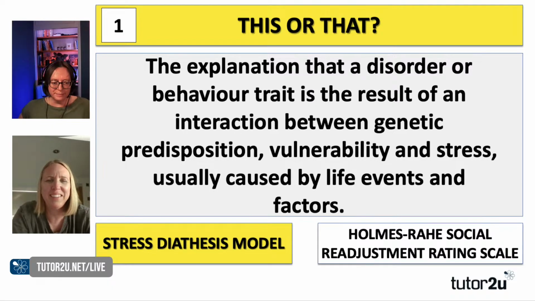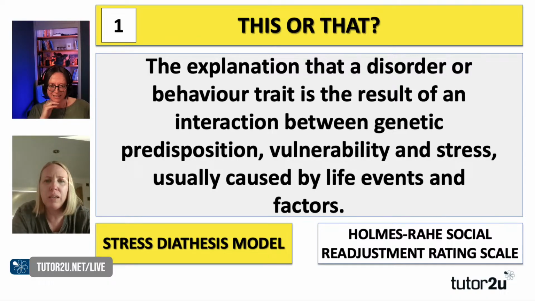Lynn, over to you for this one. Yeah, so we've got this or that. So actually, we've given you the answers. You've just got to decide which one it is. So if I read out the clue and then you decide. So the explanation that a disorder or a behaviour trait is the result of an interaction between genetic predisposition, vulnerability and stress, usually caused by life events and factors. Now, is that the stress diathesis model, or is it the Holmes-Rahe social readjustment rating scale? That is such a mouthful, isn't it? These often get muddled up.